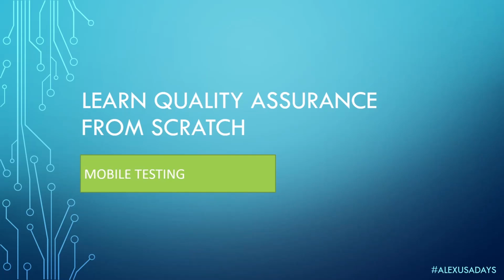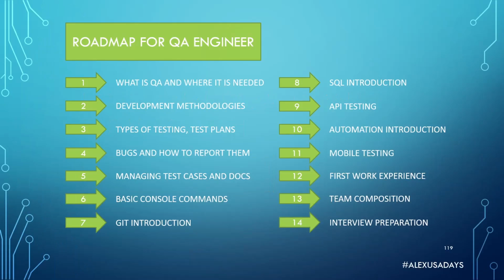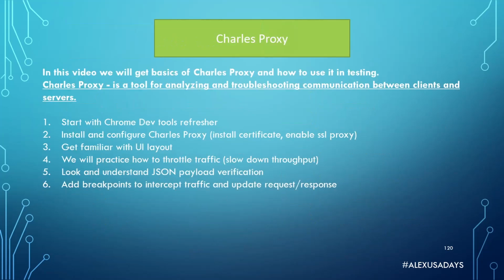So today we're continuing with mobile testing. We are finishing module 11. After that we will go into first work experience, how to get it, what to do when you start working as a QA engineer for the first time. After that we'll talk about team composition with you as a QA engineer in it, and we will have interview preparation. After that, that's it. We're done. Okay. So today's lesson we talk about a tool called Charles Proxy.